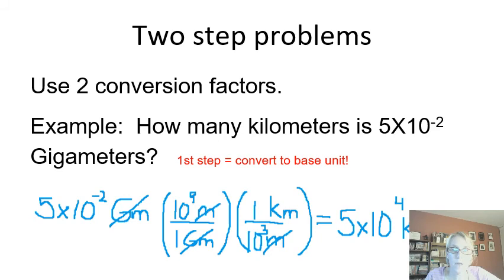So here, notice I've crossed out, and then here's that little trick. So 10 to the minus 2 times 10 to the 9th is 10 to the 7th, divided by 10 to the 3 gives you 10 to the 4th, and then the 5 is just carrying through. So you can do it on your calculator, or you can do it in your head. All right.